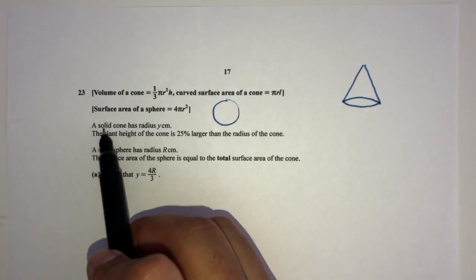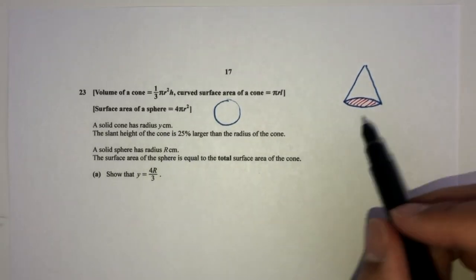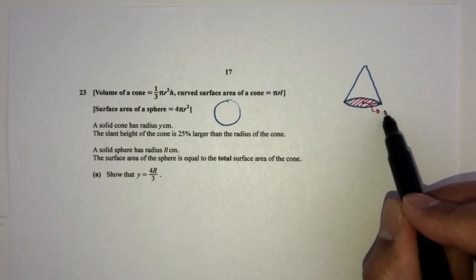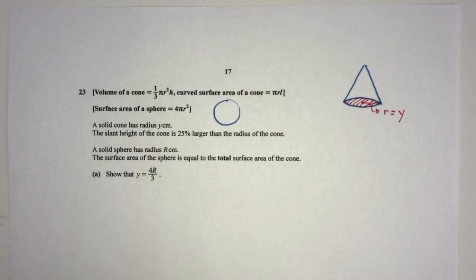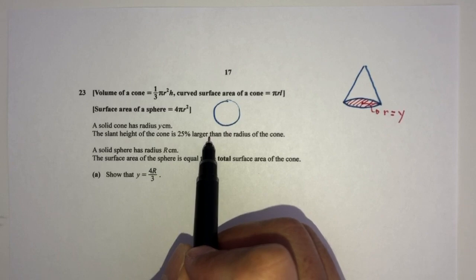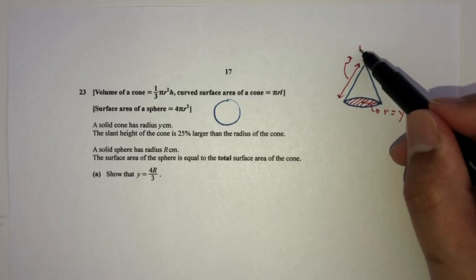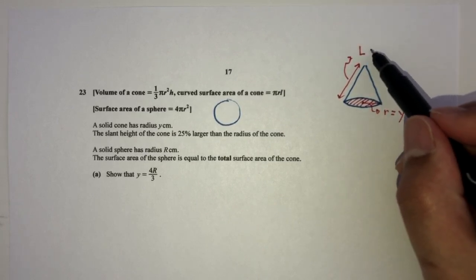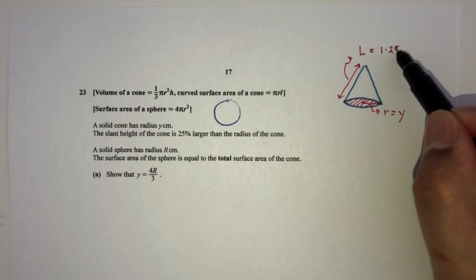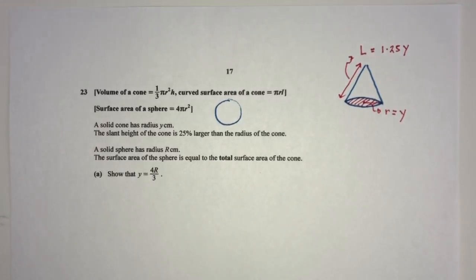A sphere is just a ball. It's something round. That will be a sphere. Now a solid cone, which means it is closed at the bottom, has a radius of y, so the radius here, the value of r, is y. And the slant height of the cone is 25% larger than the radius of the cone. The slant height L is this one. We do know it is 25% larger, so pretty easy. That should be 1.25 times the value of y. I hope you guys know how to do this, right? Well, if you don't know, no big deal. We can try it together. It is a simple explanation.